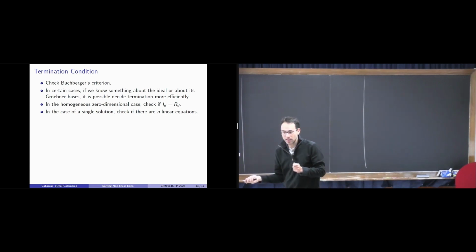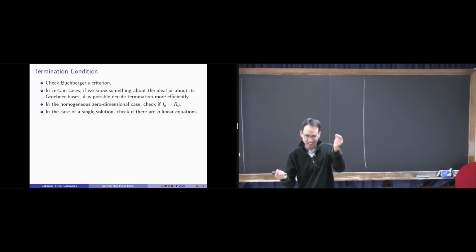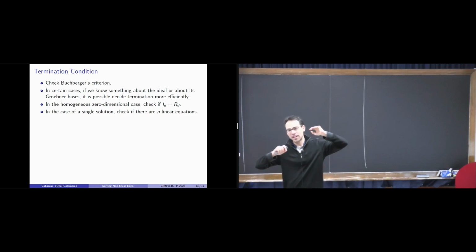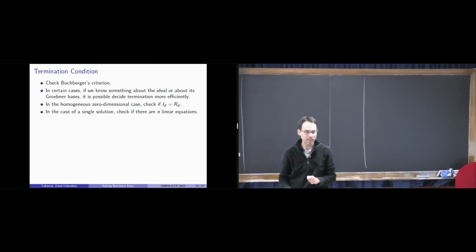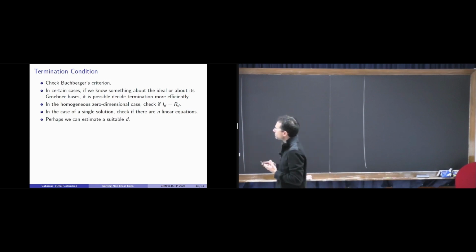Even easier, if we know that the system has a unique solution, then we expect to have n linear equations at some point. The Groebner basis will contain n linear equations, and therefore, that's what we look for. We go to a degree so that at the end, we get n linear equations. So things like that, we can use certain conditions, but there's another option.